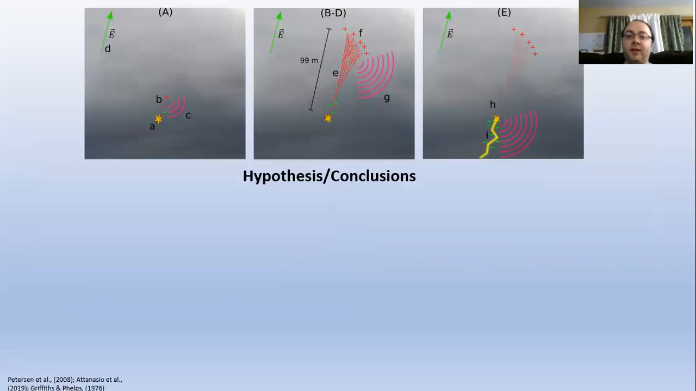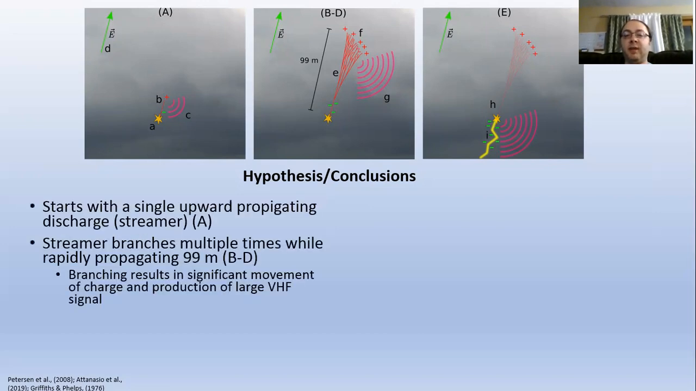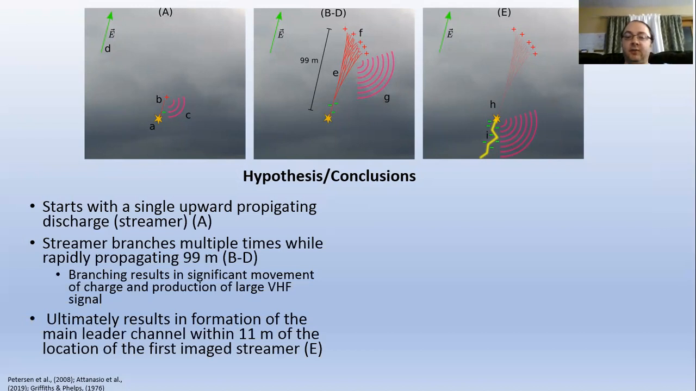So what we think is happening is, starting with a single upward propagating discharge known as a streamer, this produces the first visible VHF signal above background. The streamer branches and grows multiple times while propagating nearly 100 meters. That's pictured in the middle. Ultimately, this results in channel feeding and the formation of the main lightning leader within 10 meters of the location of the first imaged streamer. You may recognize that this is very similar to the Griffiths and Phelps model mentioned at the very start of my talk, but the main difference is what we're seeing: the exponential growth paired with the linear propagation velocity.